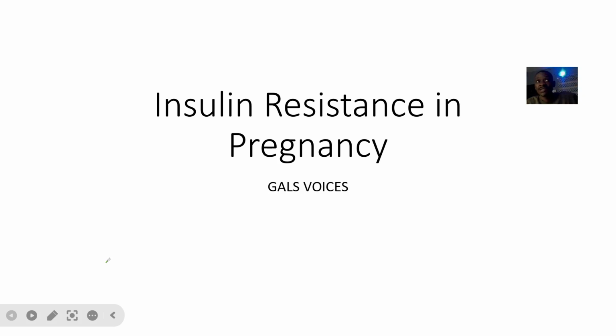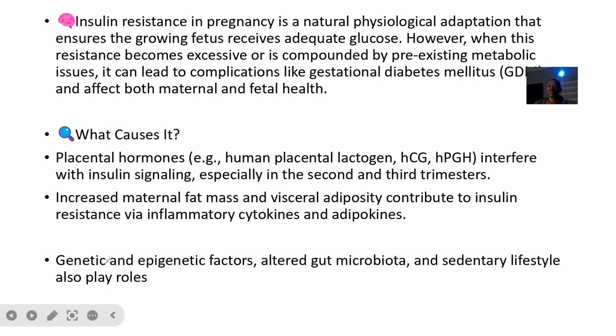So we just want to link insulin resistance to pregnancy. All right. What's their link? Okay. How can it possibly occur? First of all, you should know that it's a physiological adaptation. It usually ensures that the growing fetus receives what? Adequate glucose. Do you understand? So the body is resisting insulin because the baby needs glucose.